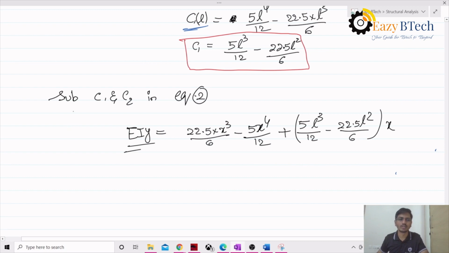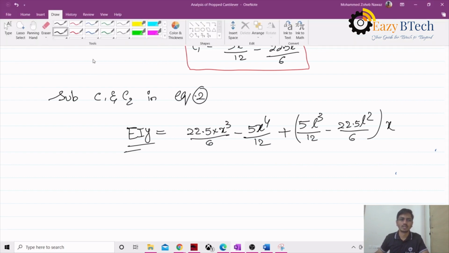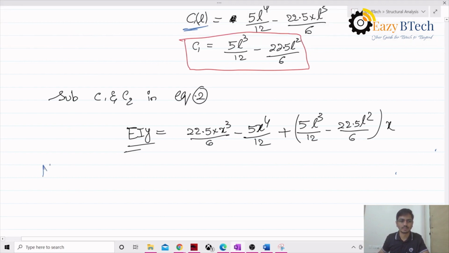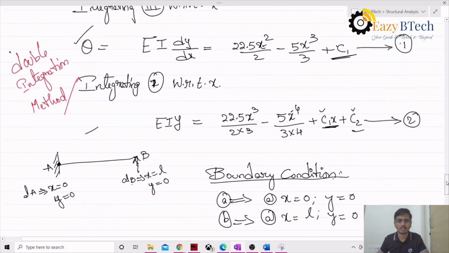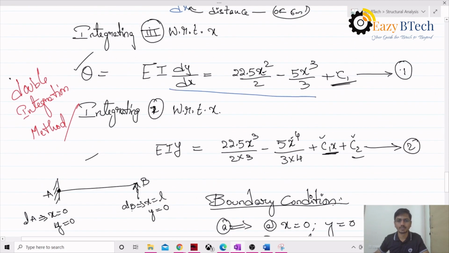Now we need to find out the maximum deflection here. So when will be my maximum deflection? How to get this maximum deflection? To get the maximum deflection, we know that theta should be equal to 0. At theta equal to 0, my deflection will be maximum. So we know the theta equation, that is equation 1. If we equate it to 0, we get the x value.